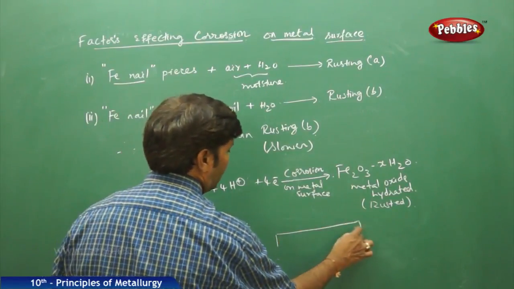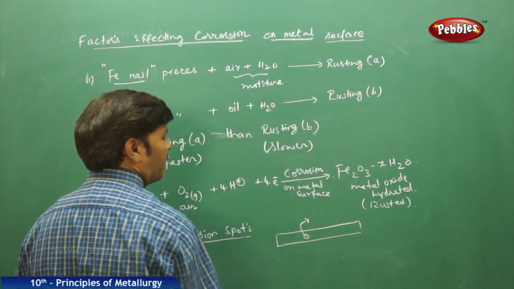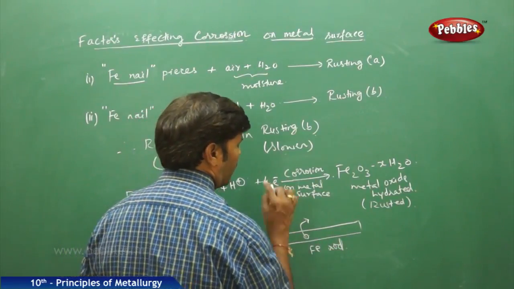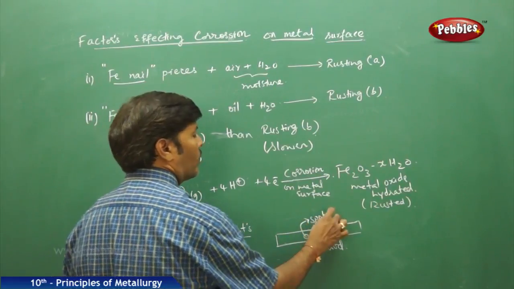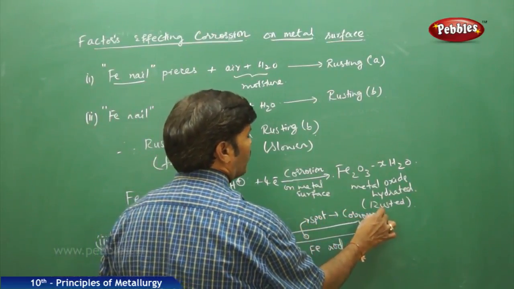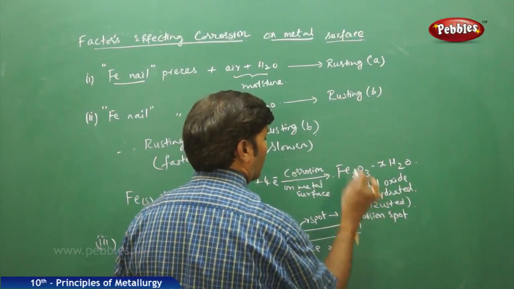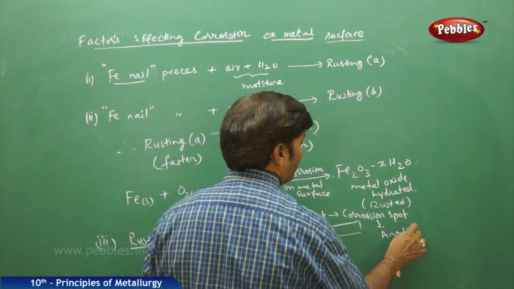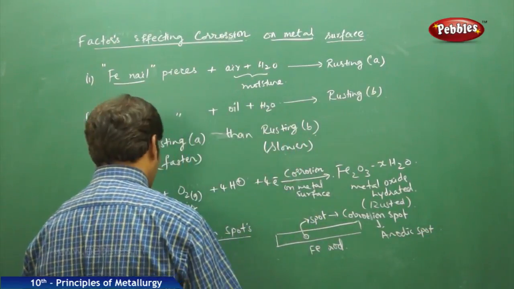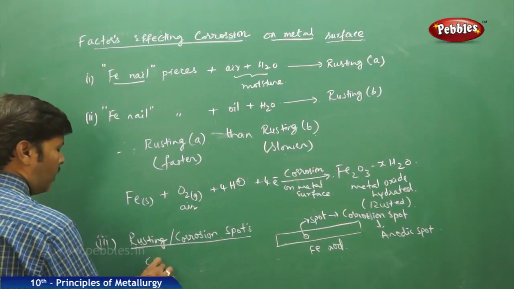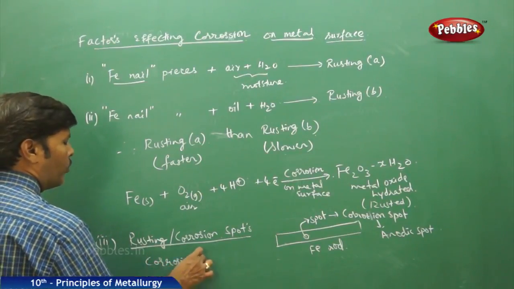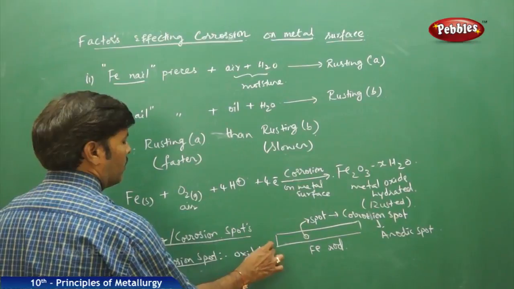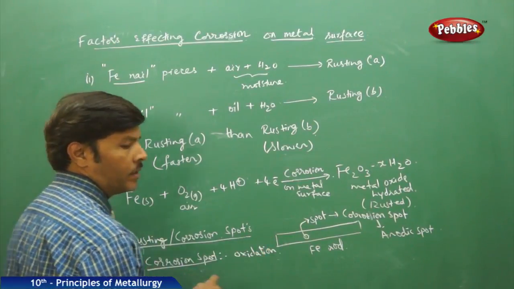If you take a piece of iron and a small spot is created, this is an iron piece, an iron rod. Here you can find one spot. This spot is called a corrosion spot. This corrosion spot acts like an anodic spot, because it is acting as an anodic spot. So the corrosion spot undergoes oxidation, and during oxidation it gets de-electronated.